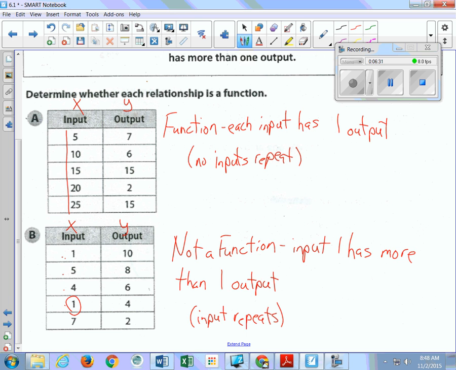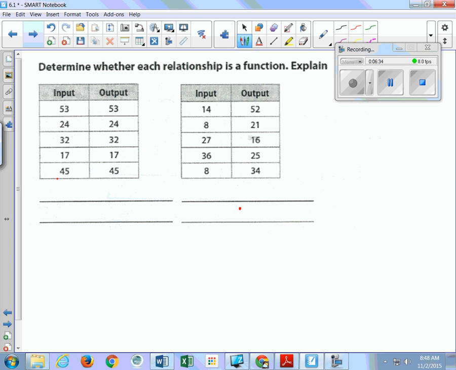Now on the bottom of your page, does 53 repeat? No. Does 24? No. Does 32? No. Does 17? No. Does 45? No. So even though it goes to the exact same number as itself, it still only has one output. So this is a function. Each input has one output.